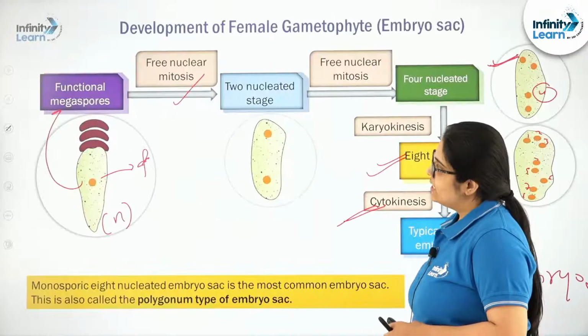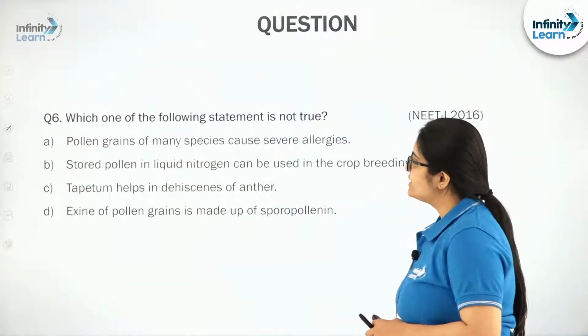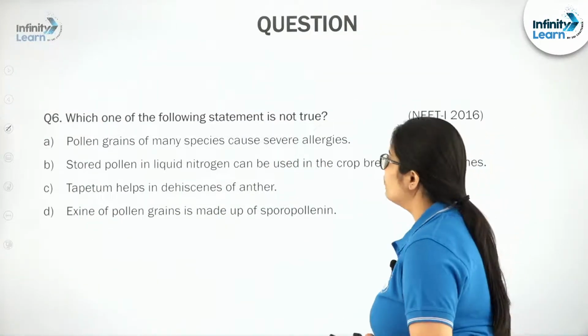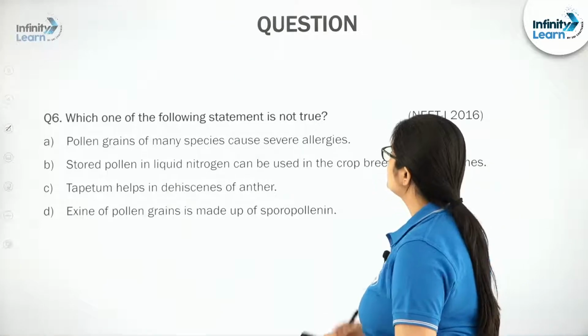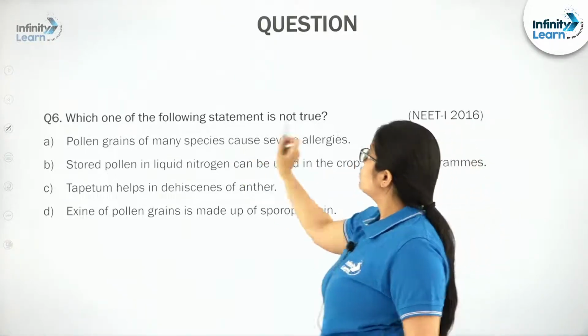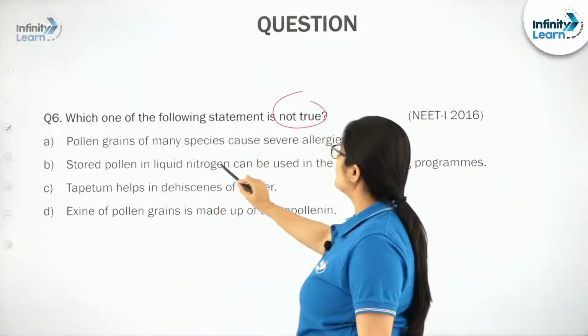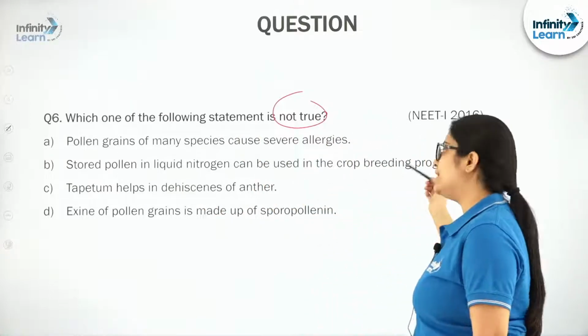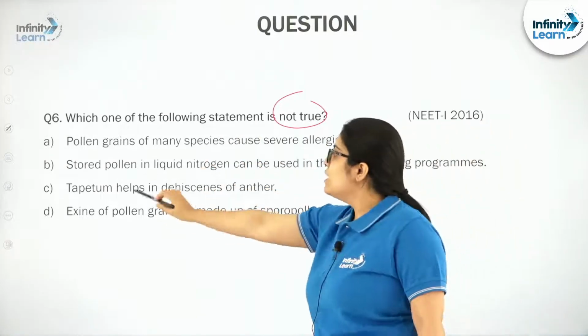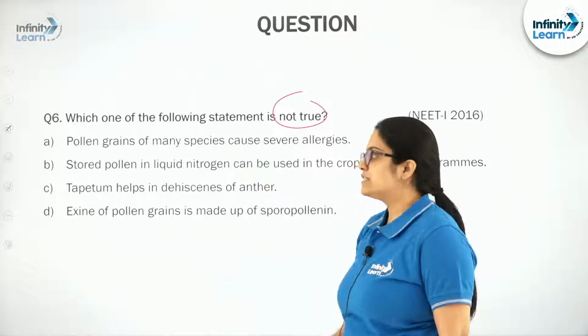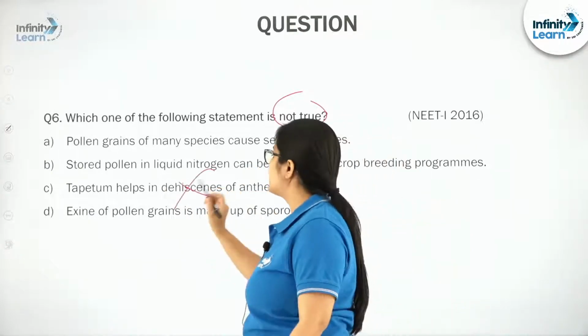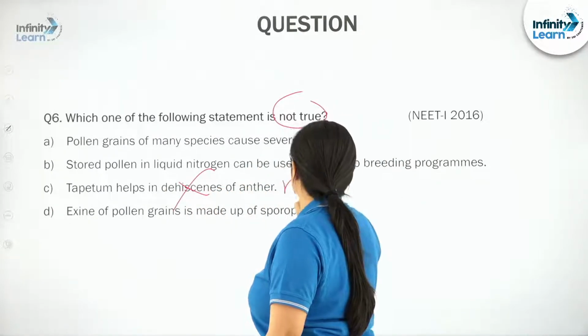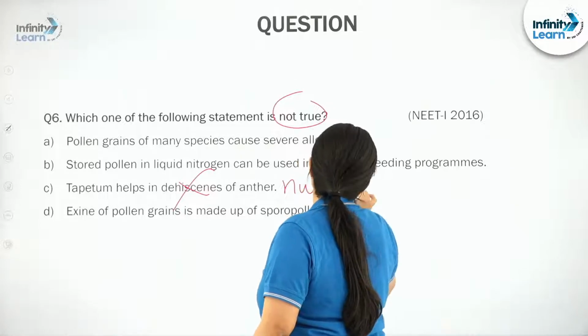Let us see the next question. Which of the following statements is not true? Pollen grains of many species cause severe allergy. It is right; it is asking which is not true. Stored pollen grains in liquid nitrogen can be used in crop breeding. Yes, that is why they are stored. Tapetum helps in dehiscence. No students, tapetum does not. Tapetum is nutritive in nature.